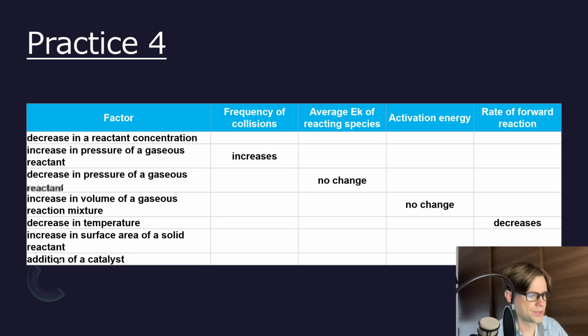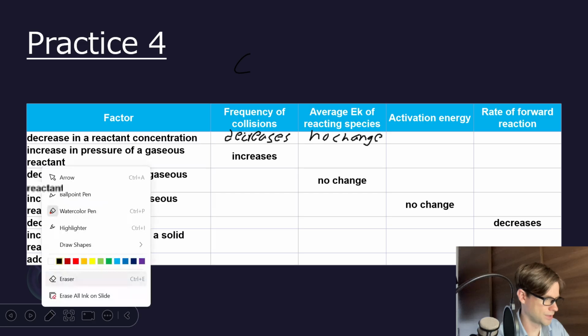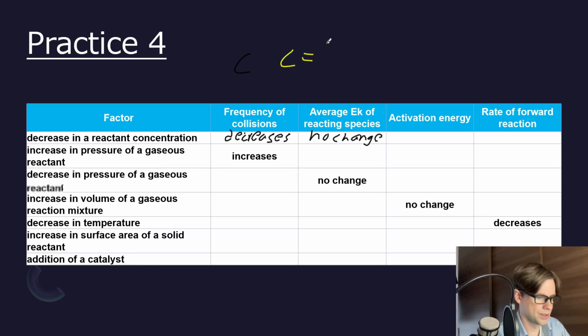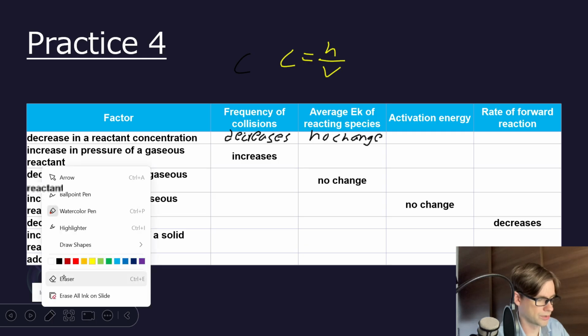So, frequency of collisions. If we decrease reactant concentration, what will happen to this? Decrease. We saw in my previous video that lower concentration means lower frequency of collisions. What will happen to the average EK, kinetic energy of reacting species? No change. Simply adding more things or decreasing the volume, that's the way we can change the concentration, right? C equals N over V. But these things, number of particles and volume, will not affect the kinetic energy whatsoever.